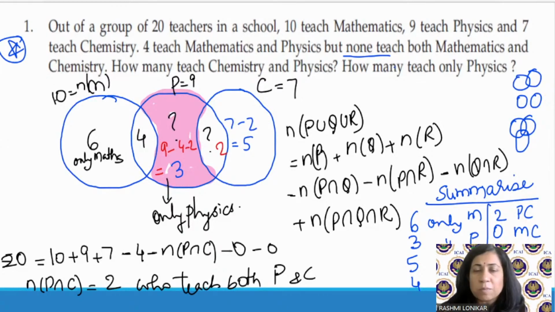Anushka, there were a total number of teachers given, and then we have to find out how many teachers teach only physics. So in that case, what I have done is I've put it in the diagram also, and I've used the formula also.